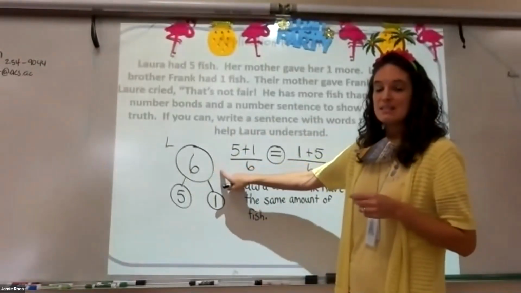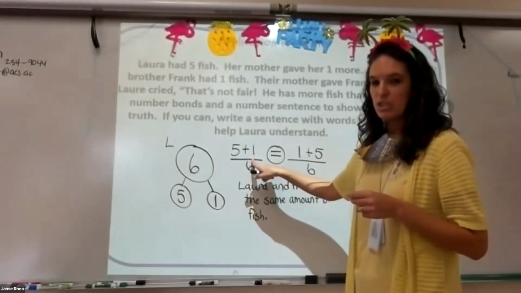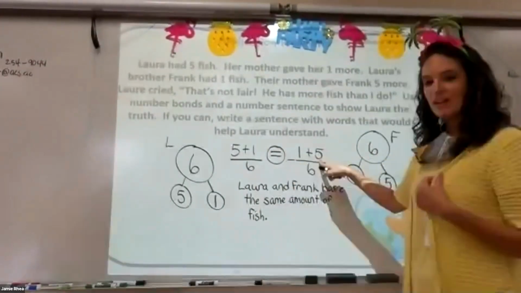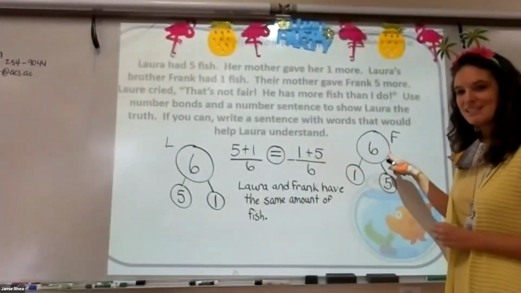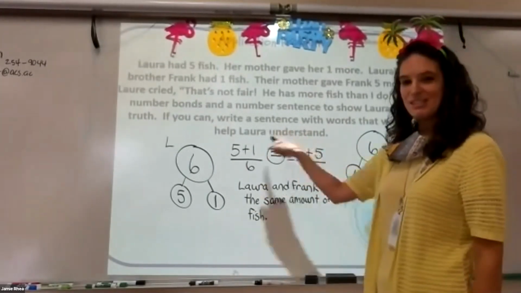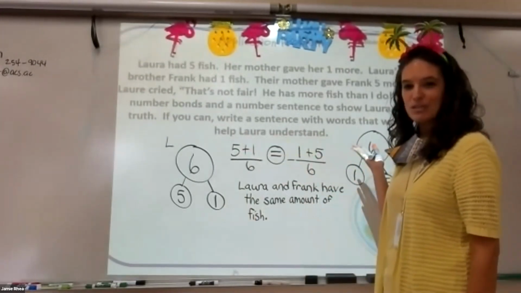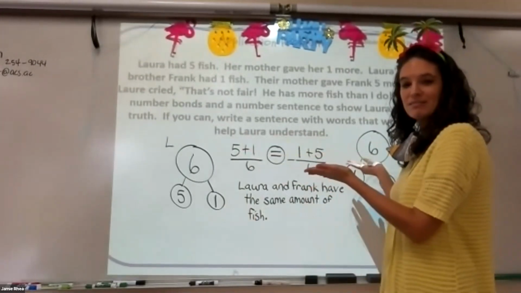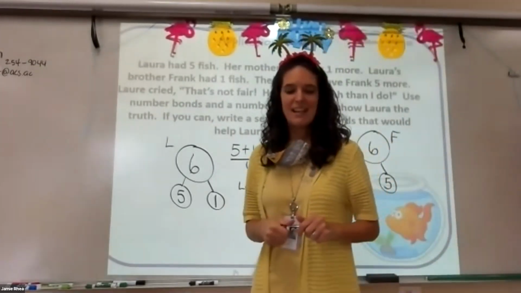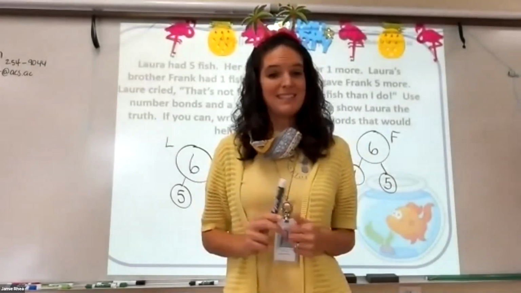Laura has 6 fish, 5 that she already had and 1 more that she got, which is the same as the 1 fish that he had and the 5 more he got. So he has 6 fish too. 1 and 5 make 6. So just like we did yesterday, we showed a true number sentence to help Laura understand that they have the same amount. They're both equal. Okay? Good job today, guys. I want you to erase your board because Miss Curry is going to be working with us again today.